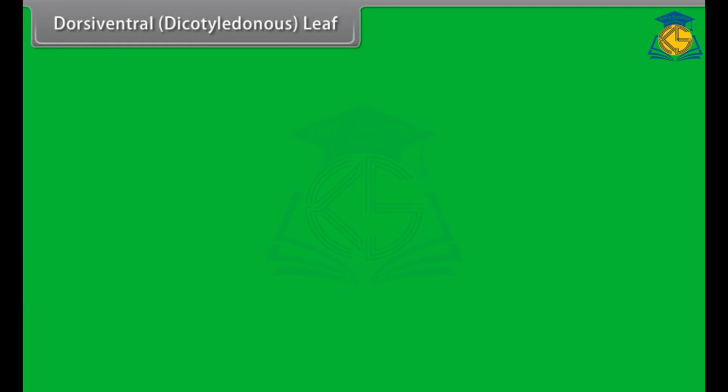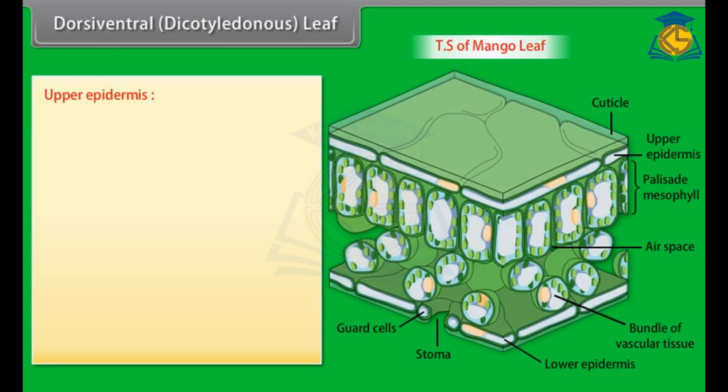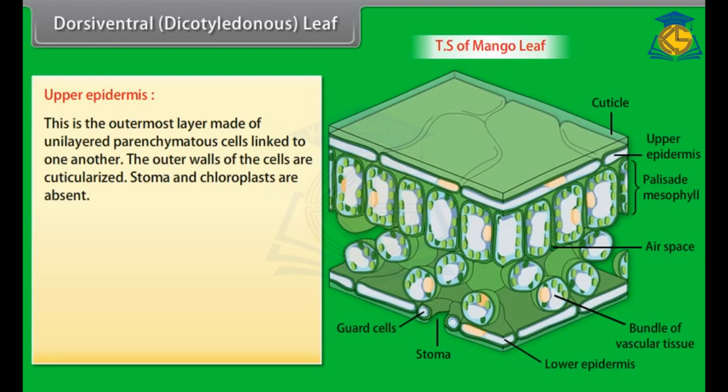Dorsiventral dicotyledonous leaf. Upper epidermis. This is the outermost layer made up of unilayered parenchymatous cells linked to one another. The outer walls of the cells are cuticularized. Stoma and chloroplasts are absent.